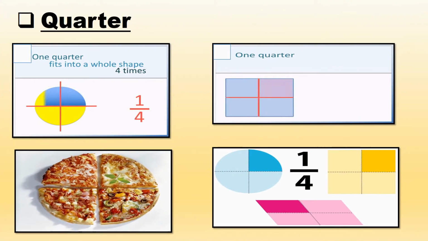Second, quarter. In the figure, an object is divided into 4 equal parts. Each of those parts is a quarter of the whole. In the figure, the circle, square and pizza are divided into 4 equal parts. Each of those parts is a quarter of the whole. A quarter is shown by the fraction 1/4.